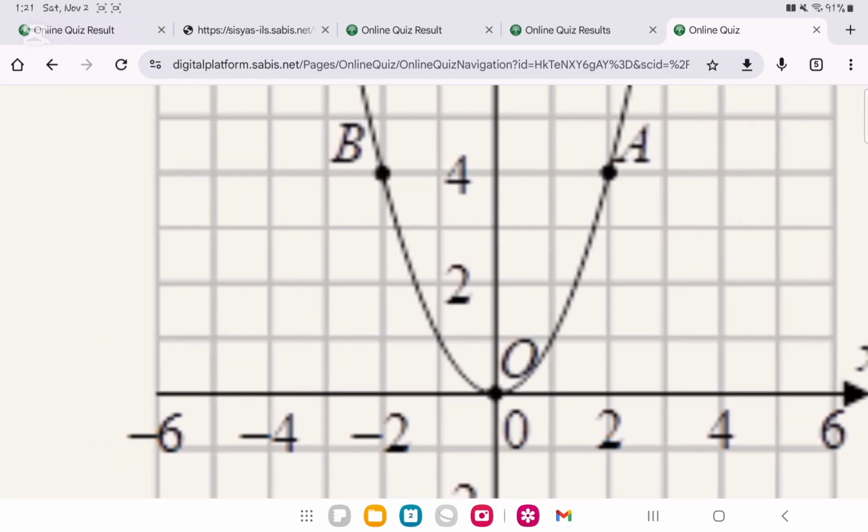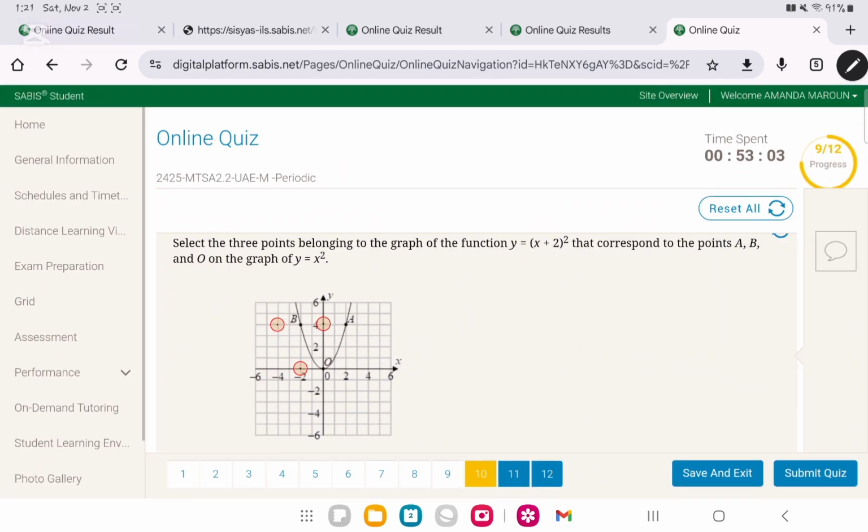Very simply, what you're going to do is take these points O, B, and A, and shift them 2 units to the left. So O was 0, it becomes 1, 2. Over here, this is the new O. B was on negative 2, so you shift it 2 units to the left, 1, 2, it becomes negative 4. And A was on an x of 2, so you shift it 2 units to the left, and it becomes x is 0. So this is what our new graph looks like.